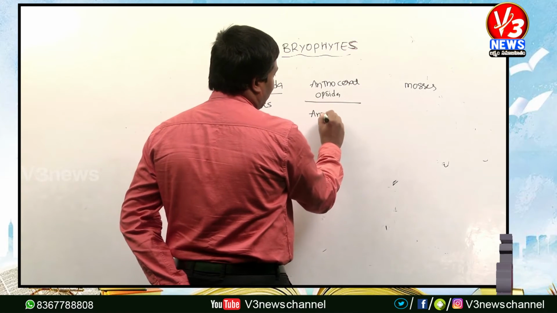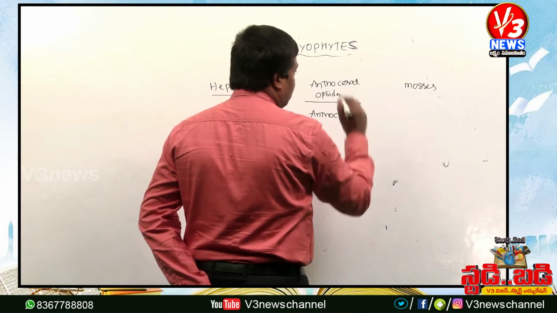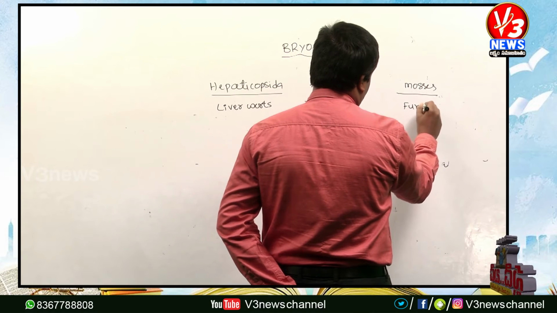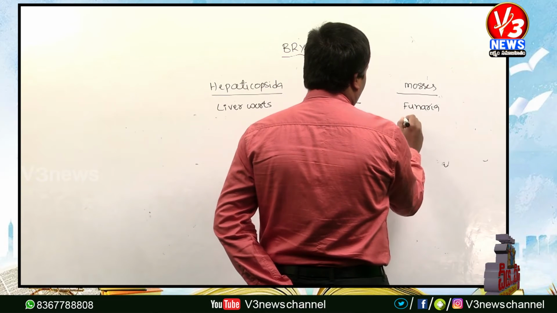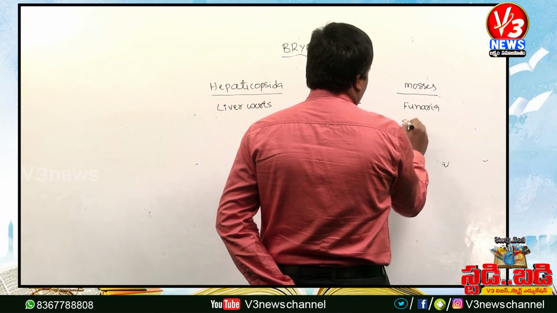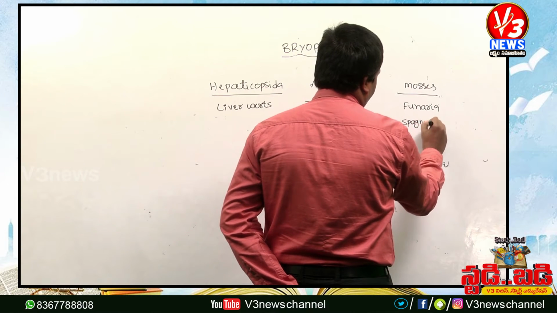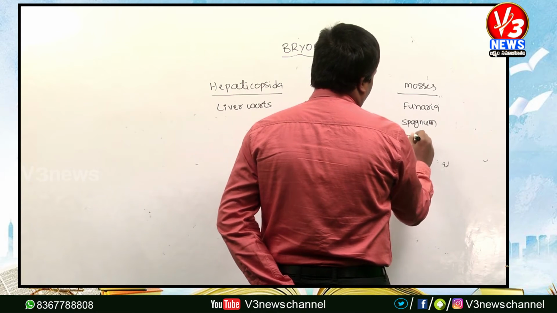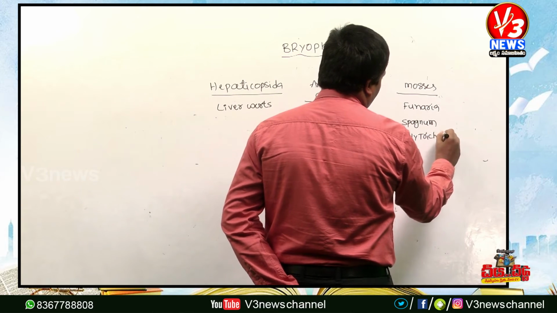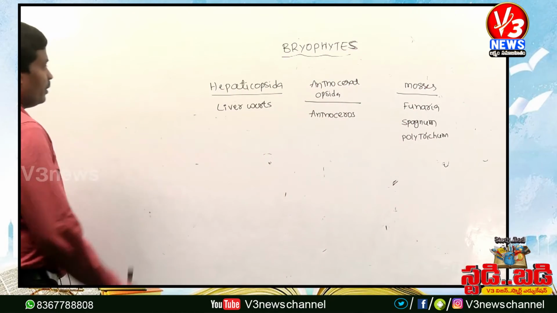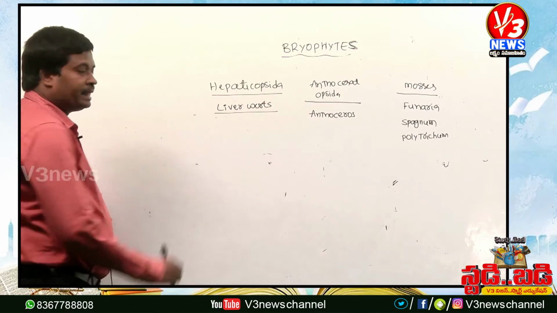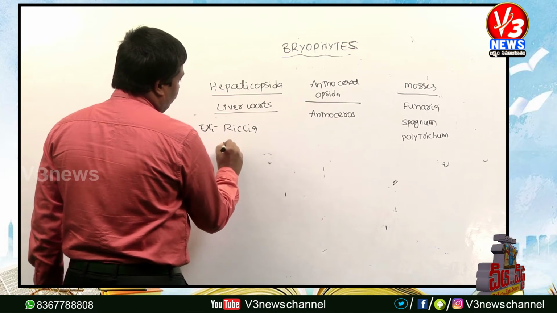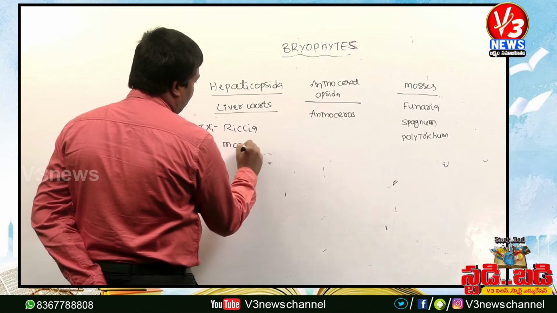Anthocerotopsida contains Anthoceros. In mosses: Funaria, Sphagnum and Polytrichum. So liverworts. But what are the liverworts? Liverworts examples: Riccia, Marchantia.